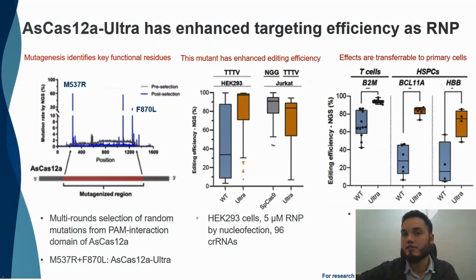This allowed us to identify the M537R and F870L mutations that make up our vastly improved AsCas12a Ultra enzyme. The graphic in the middle shows how the Ultra mutant greatly improves editing, as measured on the y-axis, at 96 different sites in HEK293 cells as compared to the wild-type AsCas12a nuclease. Additionally, performance of this variant has comparable editing efficacy as compared to SP-Cas9.